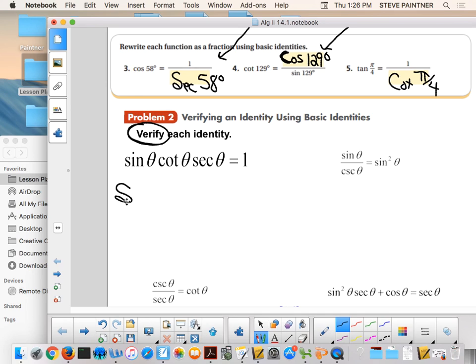So when I see sine of theta, I just copy it down. I go sine of theta. Then I look and I say it says times cotangent of theta. Cotangent of theta is not your friend. Get rid of it. Let's get it back to cosine and sine. Who knows what cotangent is?